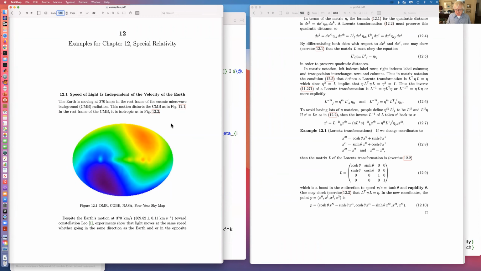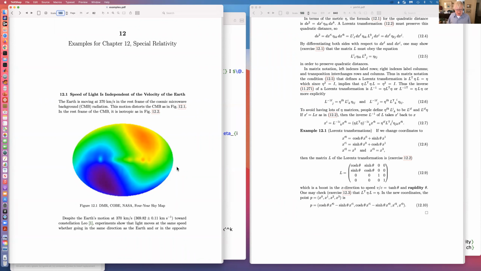Now, the planet Earth, of course, is going around the sun. The sun is flowing with the galaxy, and the galaxy is moving. Probably our galaxy is moving in a group of galaxies, and that group of galaxies is moving, and all of space is expanding. So the net motion of Earth relative to the cosmic microwave background is 370 kilometers per second, which is a little over 1% of the speed of light.